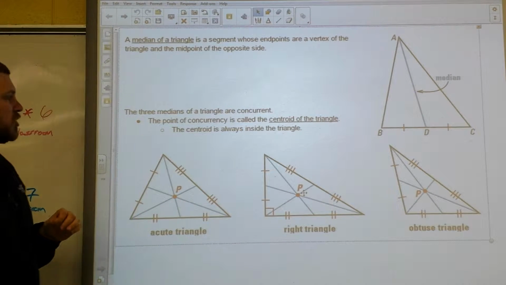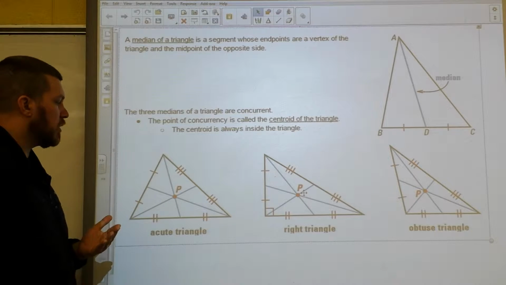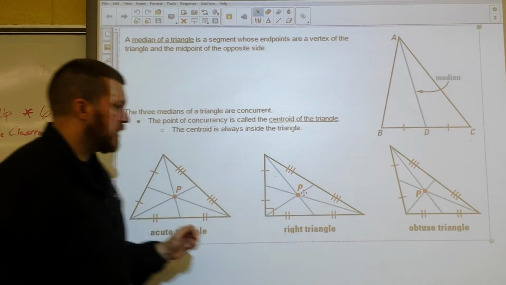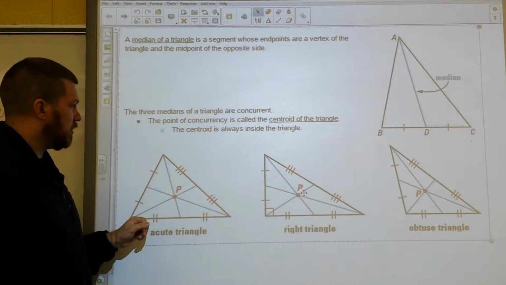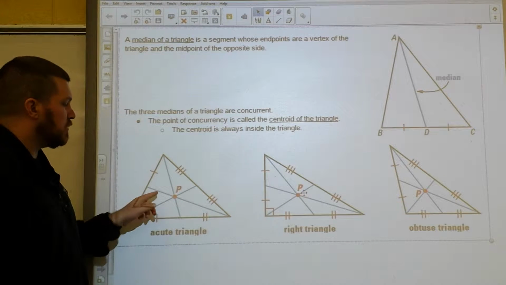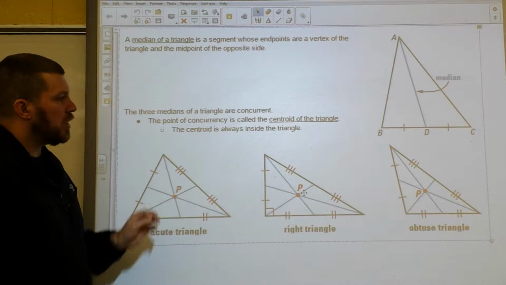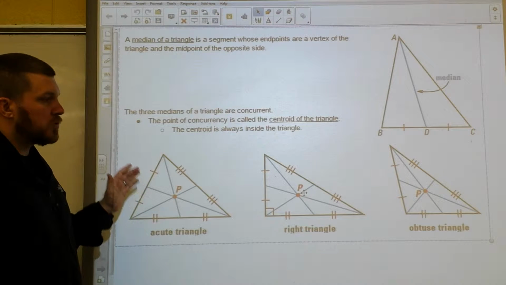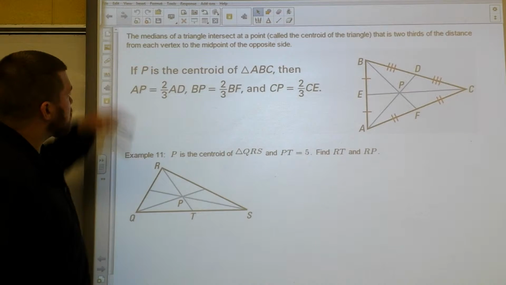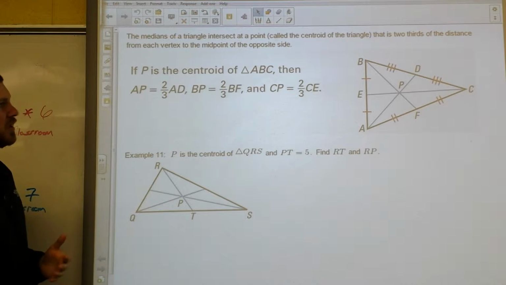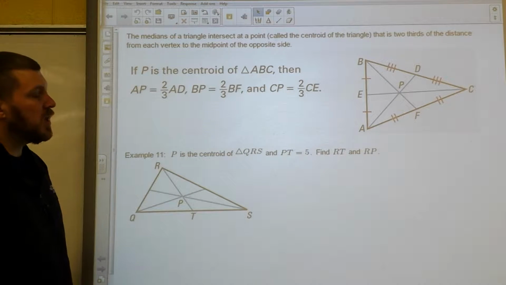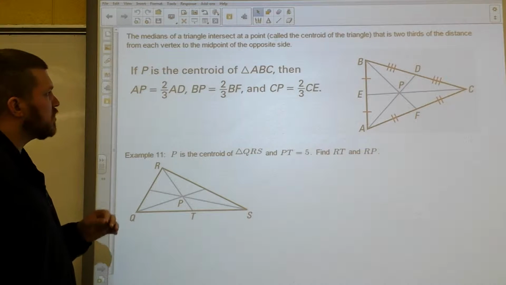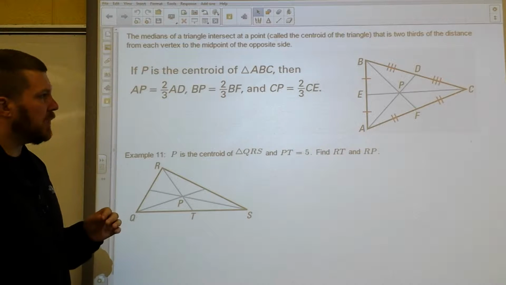And the three medians of a triangle are always concurrent, and no matter what type of triangle you have, they are always going to be concurrent inside the triangle. That point of concurrency where the three medians meet up is called the centroid of the triangle. So anytime we're talking about the centroid, we're talking about medians. And the centroid is always 2/3 of the distance from each vertex to the midpoint of the opposite side.